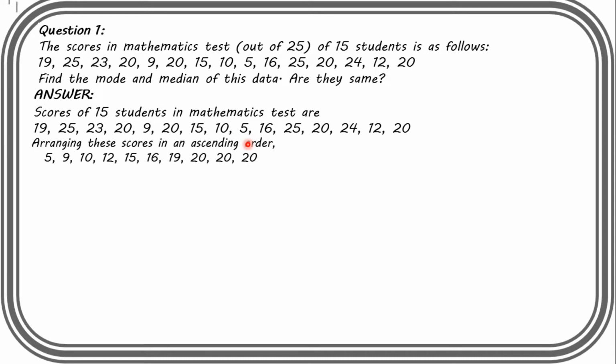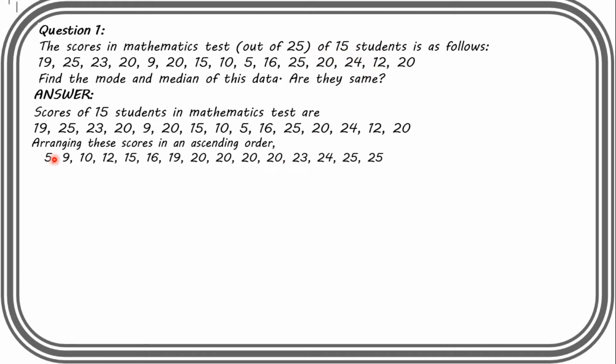So after arranging it, here we get 5, 9, 10, 12, 15, 16, 19, 20, 20, 20, 20, 23, 24, 25 and 25. You can count how many there are. 1, 2, 3, 4, 5, 6, 7, 8, 9, 10, 11, 12, 13, 14, 15. So here we have a total of 15. Here also we have 15.